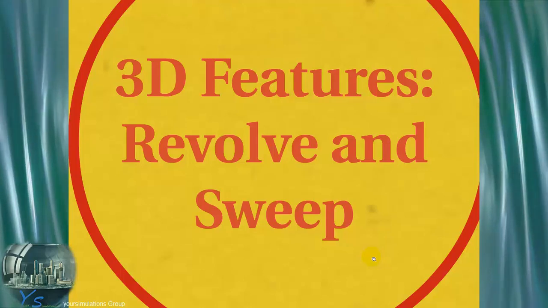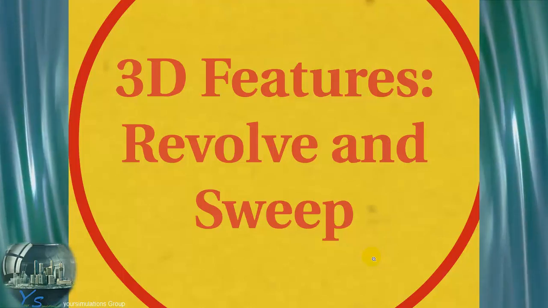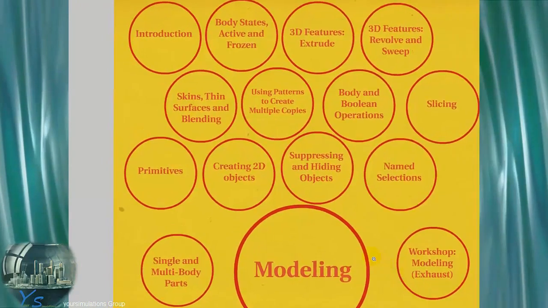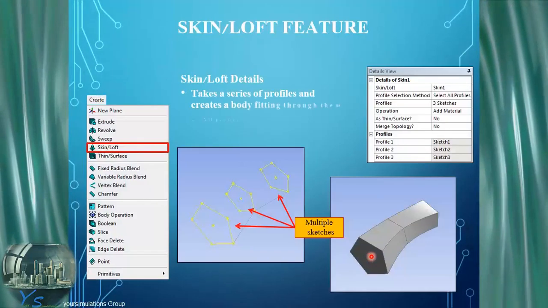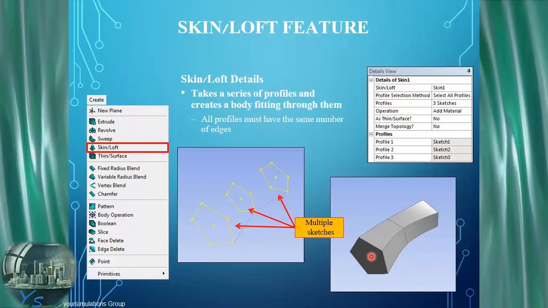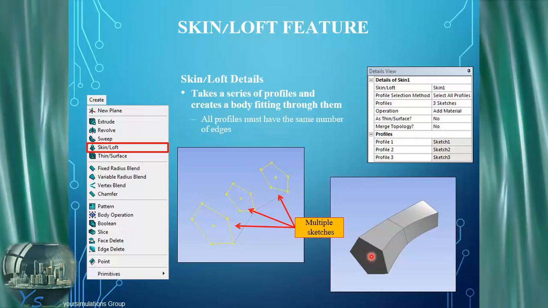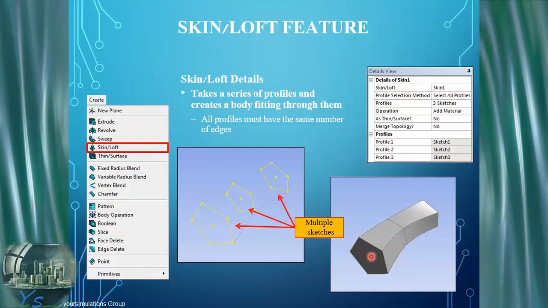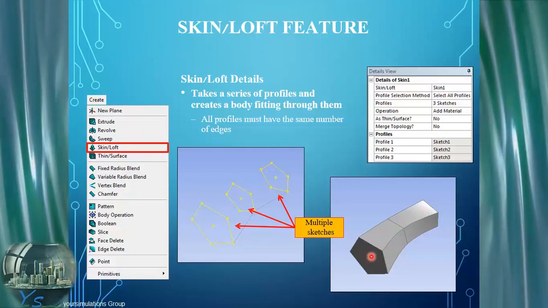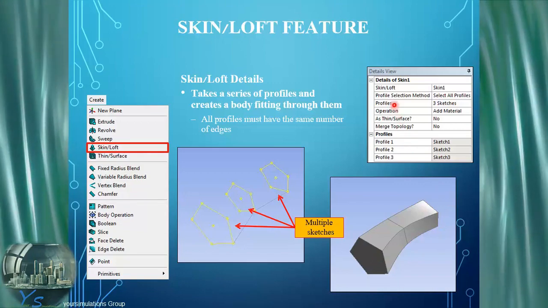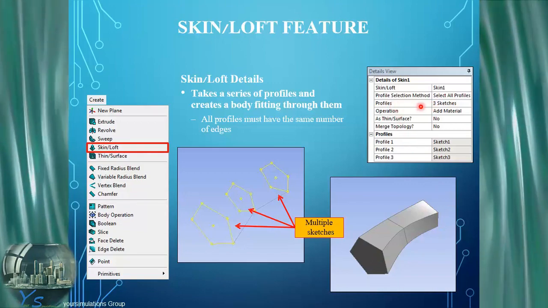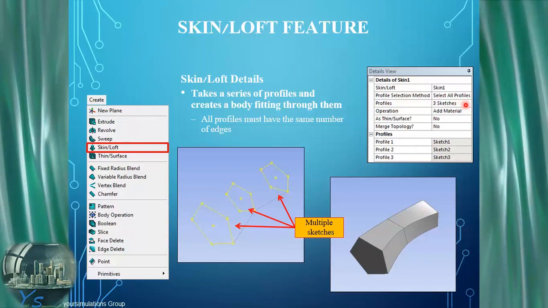Suite, the next 3D modelling operation is the SkinLoft tool, and some details of that tool are shown in this slide. But essentially, the SkinLoft tool takes a series of profiles and allows it to create a body that fits through all of these profiles. So in the details view here, we can see we would specify the number of profiles to be used in order to create this 3D geometry using the SkinLoft tool.